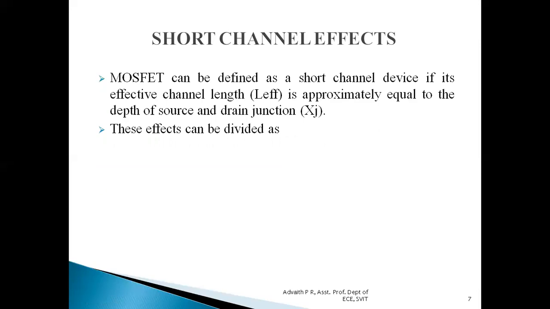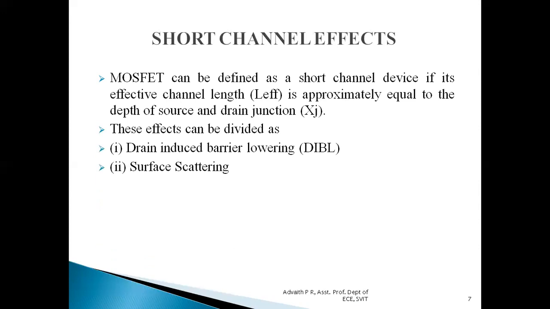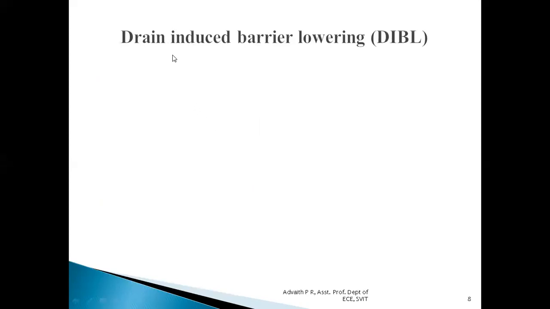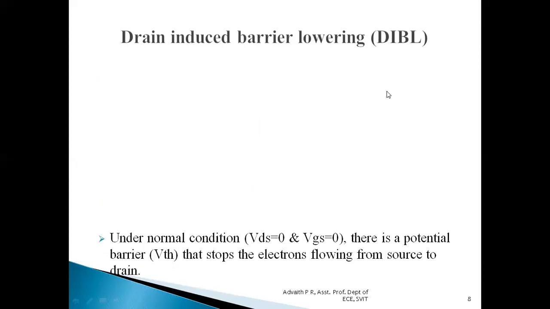These effects can be divided as drain induced barrier lowering, surface scattering, and hot carrier injection. So when we consider MOSFET as a short channel device, these three effects can be seen in a MOSFET, which are drain induced barrier lowering, surface scattering, hot carrier injection. So let us see what all these effects are one by one. Let us first discuss drain induced barrier lowering.